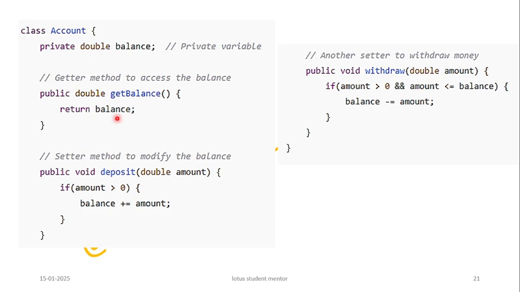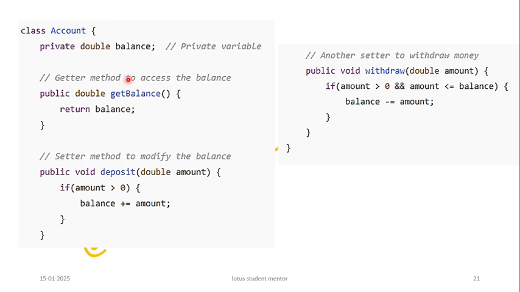If the amount you are withdrawing is less than the balance, then the amount is withdrawn. Suppose the amount you are withdrawing is more than the balance, it won't be withdrawn. That is the concept of encapsulation.